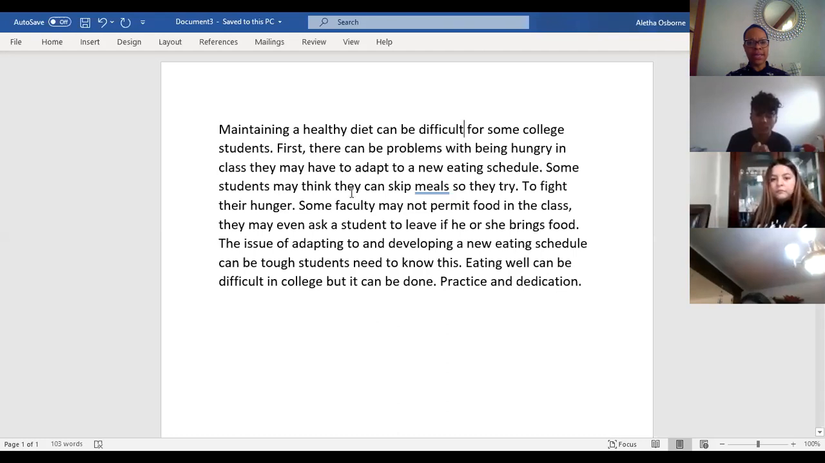Let's take a look at this next sentence. First, there can be problems with being hungry in class. They may have to adapt to a new eating schedule. All right, tell me about this sentence. Are we identifying an error here?